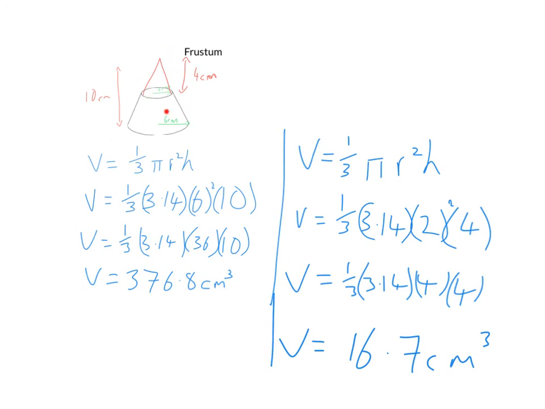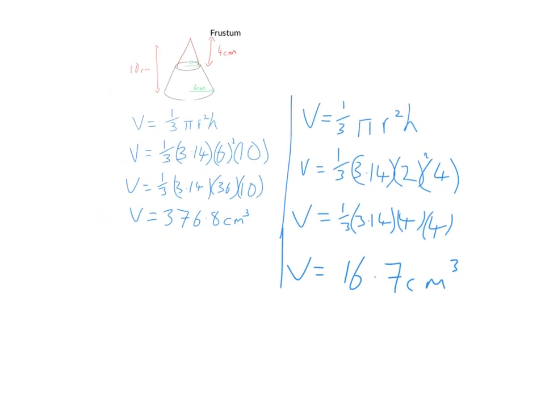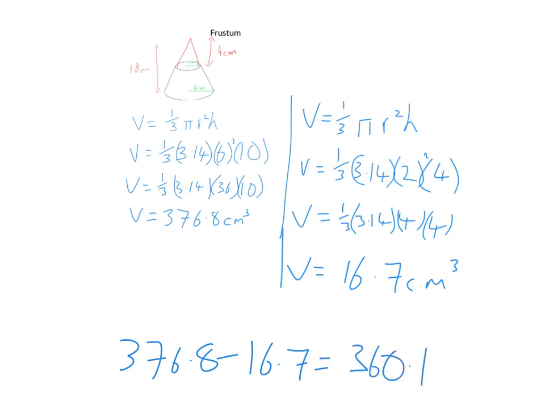Now we said from the start our plan was to calculate the total cone, take away the missing section, and we'll be left with this bottom of the frustum. So let's do our subtraction now. The bigger cone, 376.8, take away 16.7, leaves us with a total volume of 360.1 centimeters cubed. Remembering volume is always cubed. This will give us the volume here of the frustum.